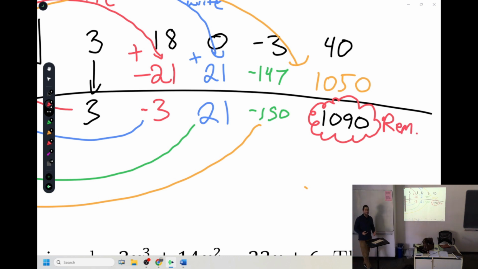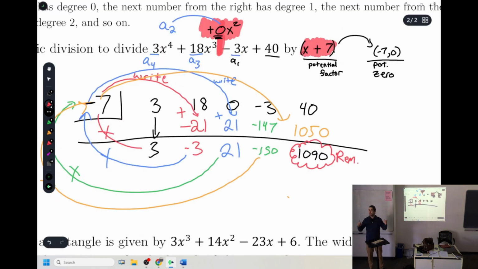Say that sentence loud and proud. That means that x plus 7 is not a factor. Or, no. Well, it's not a 0. Negative 7 is not a 0. X plus 7 is not a factor.